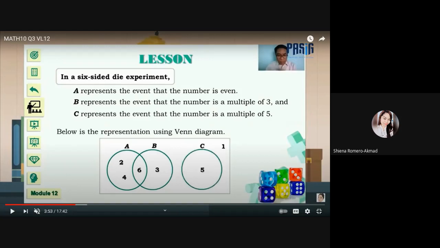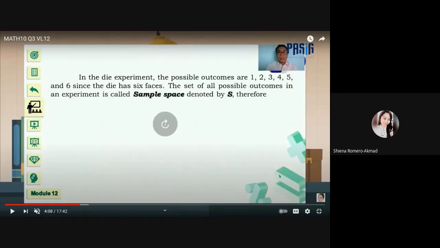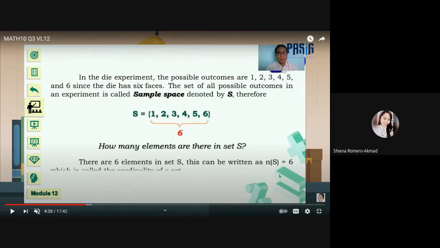When we say universal set, it is included in the possible outcomes dito sa ating 6-sided die experiment. Okay? So kung titingnan natin, possible outcomes are 1, 2, 3, 4, 5, 6 because it has 6 faces. And then we call all of these possible outcomes as our sample space. And we use capital letter S as our representation for sample space. Therefore, there are 6 elements in our sample space. Okay? There are 6 elements in set S.